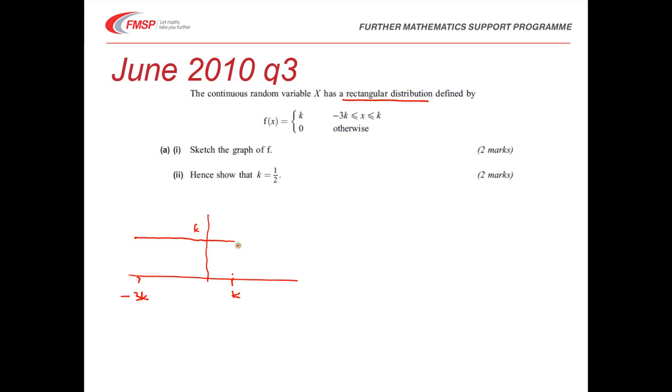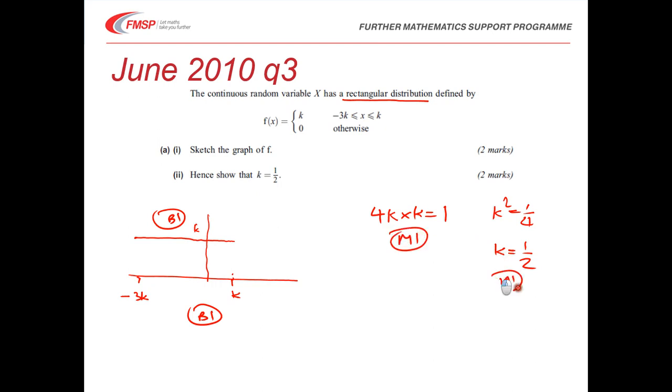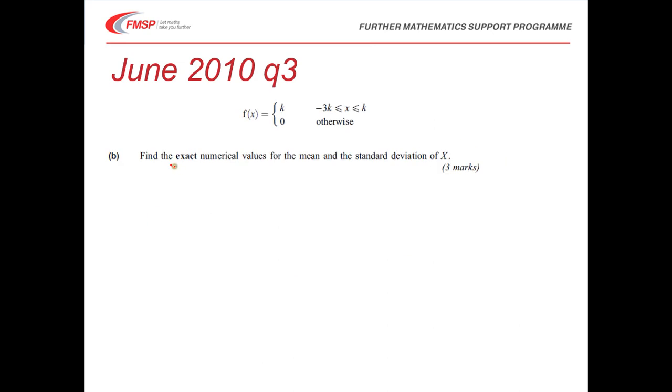And we've got to show that k is a half. Well, what do I know? I know that the area is 1. So I know that 4k times k must equal 1. So k squared is a quarter, so k must equal a half. Okay, so you get 2 marks, 1 for getting the width correct, 1 for getting the height correct. You then get 1 mark for recognising that the area must be 1, and an accuracy mark for them working it through. We're then asked to work out exact numerical values of the mean and standard deviation.